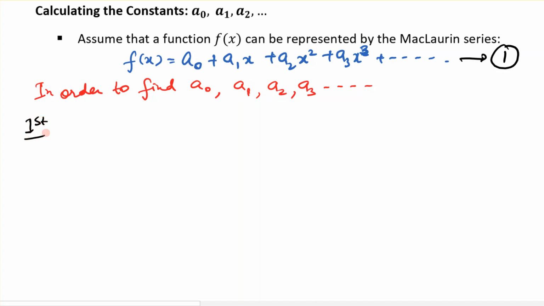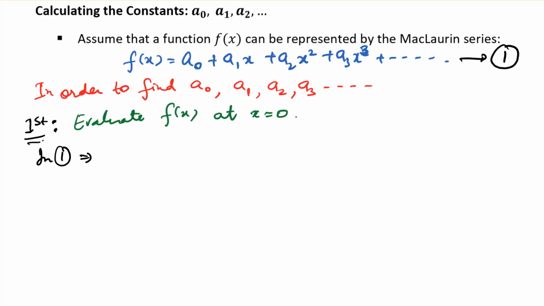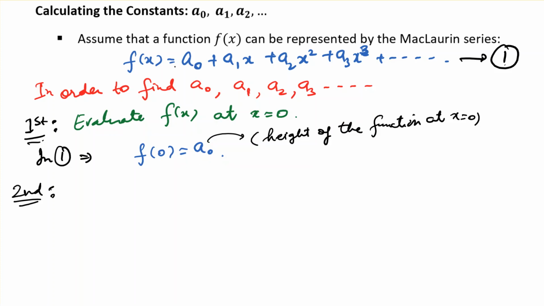The first step is to figure out the value of the function at x equal to 0. If I put x equal to 0 in our original equation, number 1, we notice that we get f(0) is equal to a0. So that gives us the value of our first constant a0. That is simply the height of the function at x equal to 0.